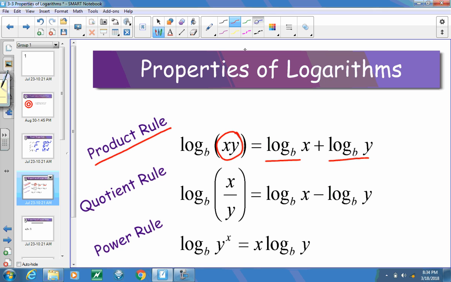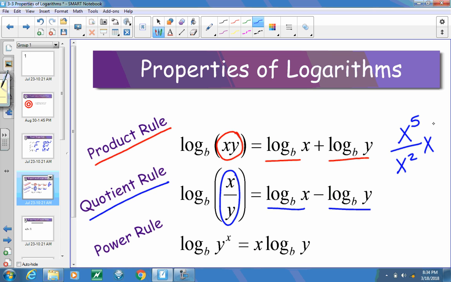Next, the quotient rule. If I take a logarithm of a quotient, so I'm dividing here, now I'm going to be subtracting those logarithms. So once again, if I take x to the fifth divided by x squared, I would subtract, taking 5 minus 2. So now I'm taking the logarithm of a quotient, and I'm going to subtract the logarithms. You're going to take those exponents and subtract them.